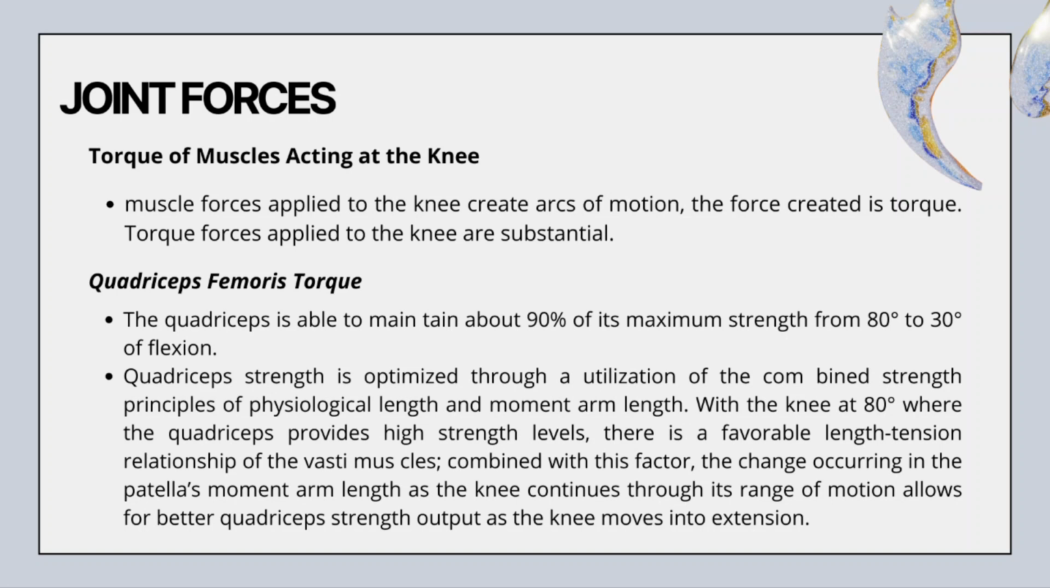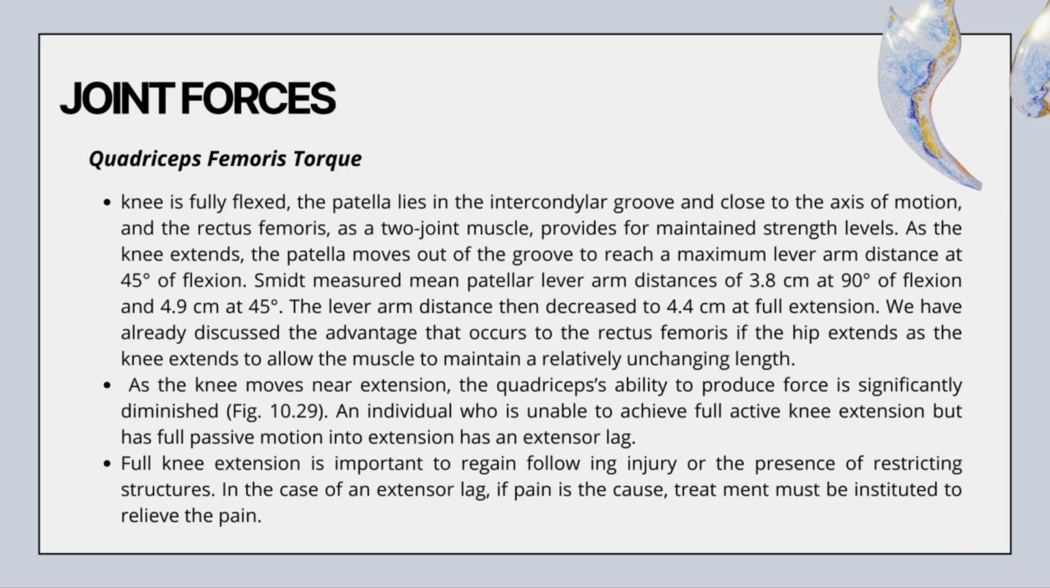With the knee at 80 degrees, where the quadriceps provides high strength levels, there is a favorable length-tension relationship of the vasti muscles. Combined with these factors, the change occurring in the patella's moment arm length as the knee continues through its range of motion allows for better quadriceps strength output as the knee moves into extension.